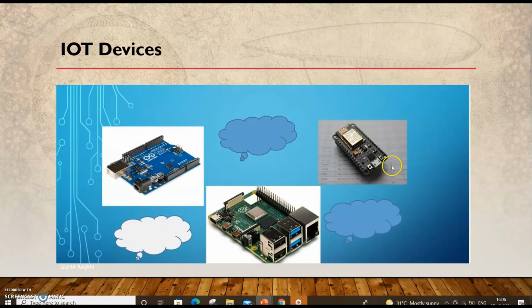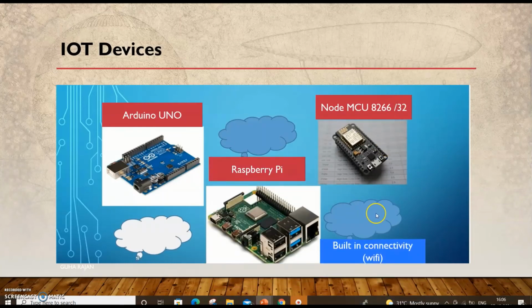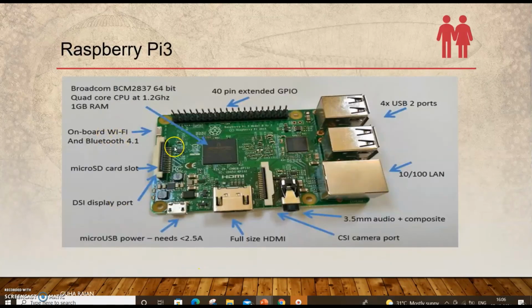This is of course the Node MCU, and this is the symbol which generally represents Wi-Fi connectivity. Arduino Uno doesn't have Wi-Fi connectivity; you need an external board connected to it. So Arduino Uno, Node MCU, and ESP32 is what is the latest. Raspberry Pi 4 is the latest, and built-in Wi-Fi connectivity is available for Node MCU and Raspberry Pi as well.